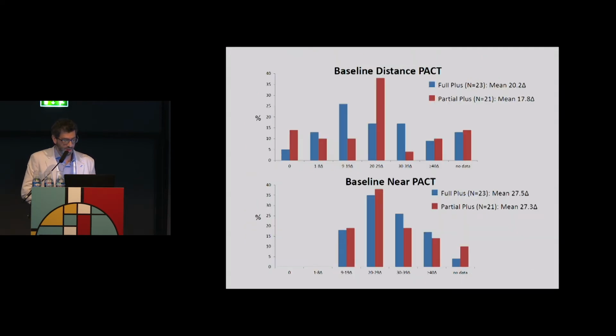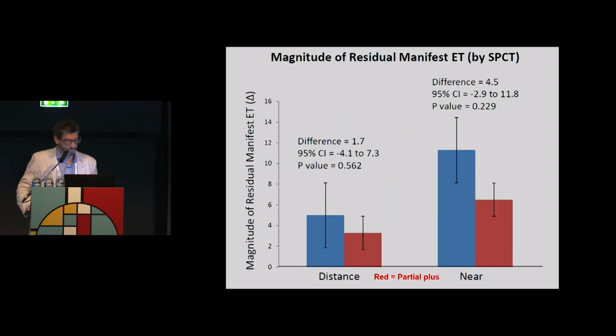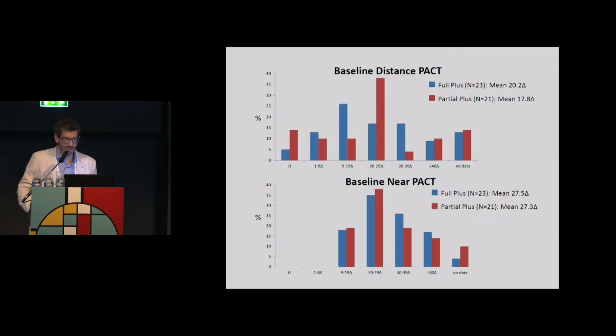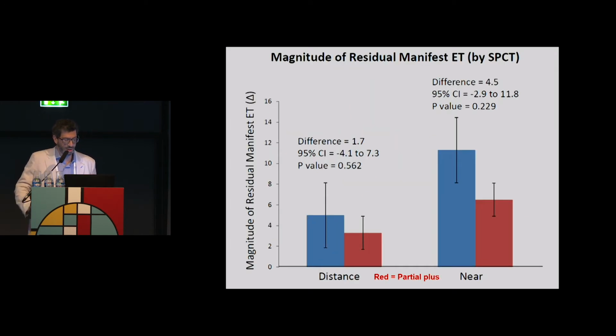as you would expect. So going back, the mean deviation at distance pre-treatment was around 18 to 20 prism diopters, and post-treatment went down to about 5 prism diopters. Similarly, at near, the preoperative deviation was about 27, and after treatment went down to about 8 to 10.